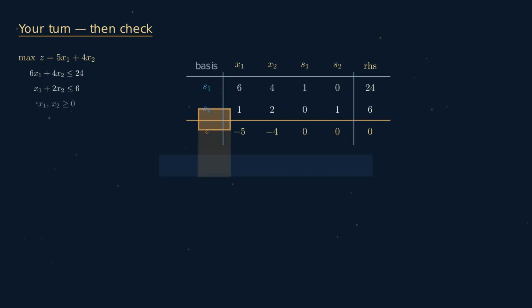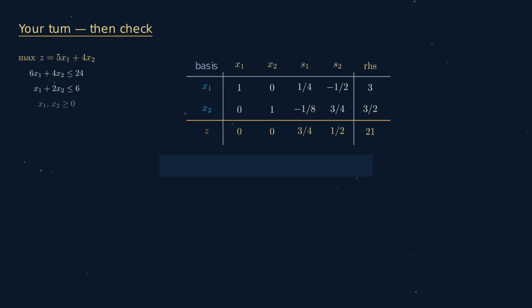Here is the start. -5 is the most negative, so x1 comes in. Ratios: 24/6 is 4, and 6/1 is 6, so the first row leaves, and the pivot is 6. Pivot once and the profit climbs to 20. But a -2/3 is still hiding under x2, so we are not finished. One more pivot on the second row, and every entry along the bottom turns non-negative.